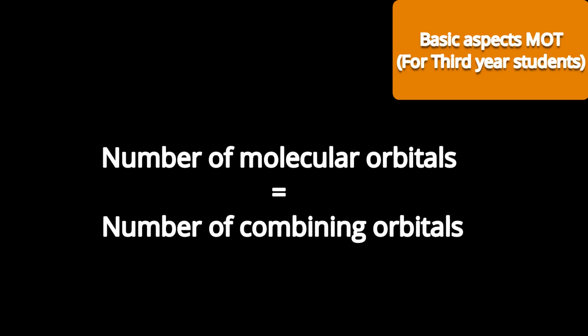One more thing, the number of molecular orbitals is equal to the number of orbitals combining, let those be atomic orbitals or group orbitals. Whichever orbitals combine, that many molecular orbitals will be there. Means if two atomic orbitals and one group orbital combine, then the total molecular orbitals will be 3.